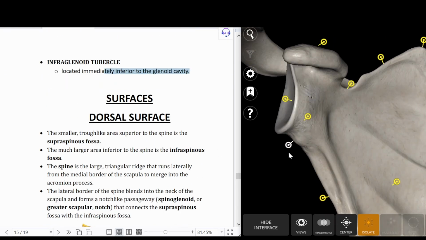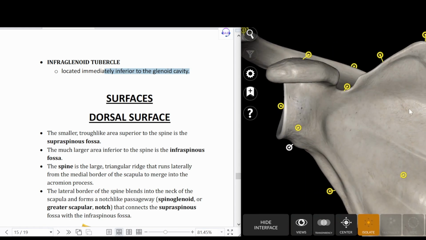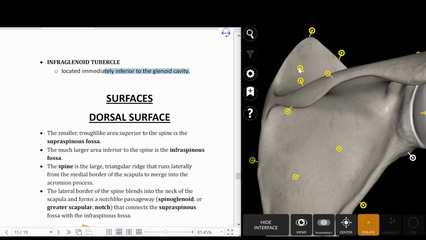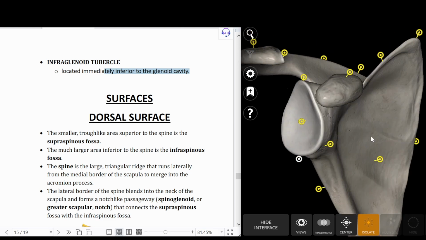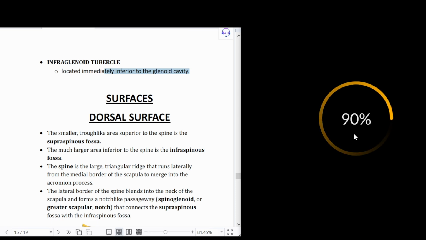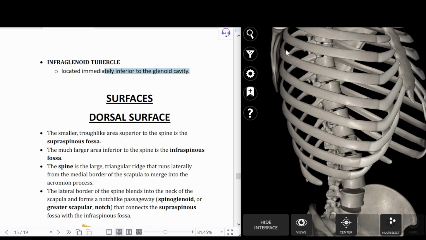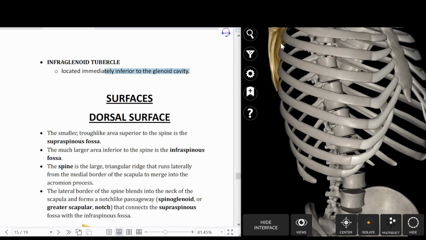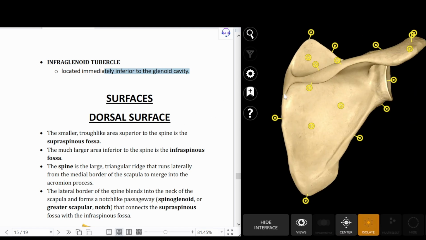Now there are two surfaces that we already discussed. This is your dorsal surface and this is your costal surface. This is present at the back, while this is facing your posterior chest wall. So if we look at another diagram, a trunk diagram, this surface is the dorsal surface, while this surface, which is the costal surface or anterior surface, is facing the posterior chest wall. Okay. Now let's come toward the dorsal surface.